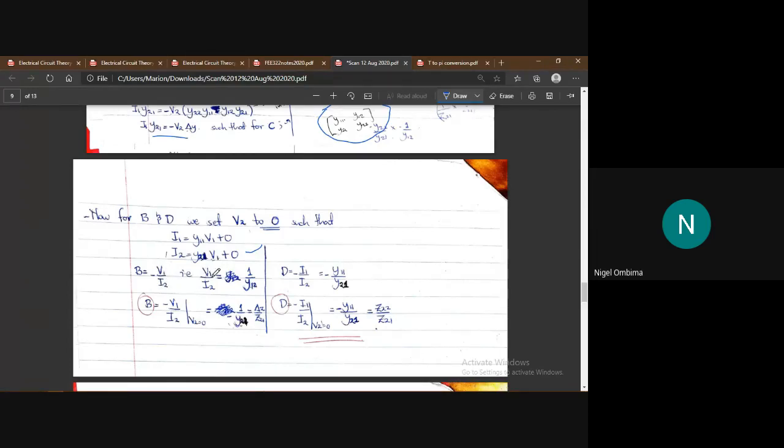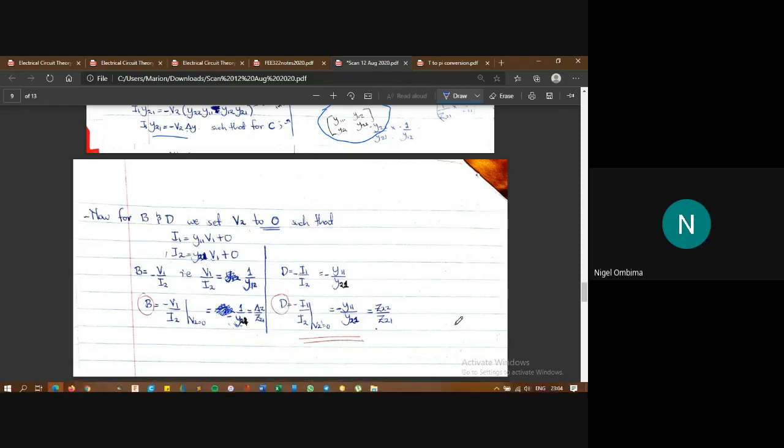So V1 over I2 will be equal to 1 over... Wait. Back up a little. Okay. I1 is equal to Y11 V1 and I2 is equal to Y21 V1. So B is equal to negative V1 over I2, because we have moved Y21 to this other side and I2 to this other side. So it becomes V1 over I2, whereby V2 is 0.